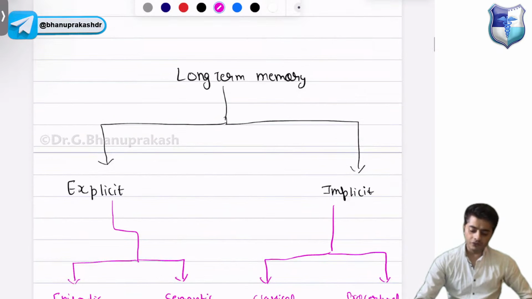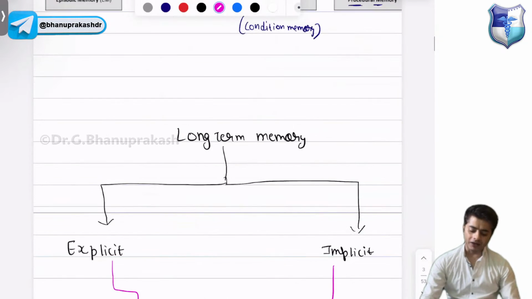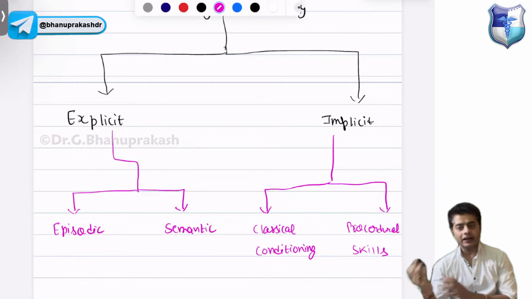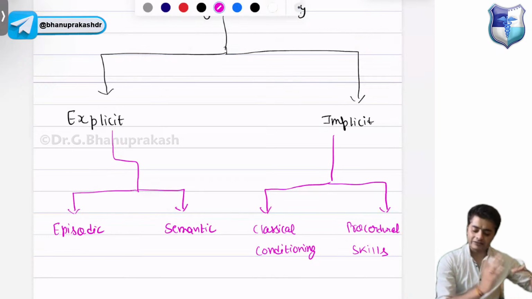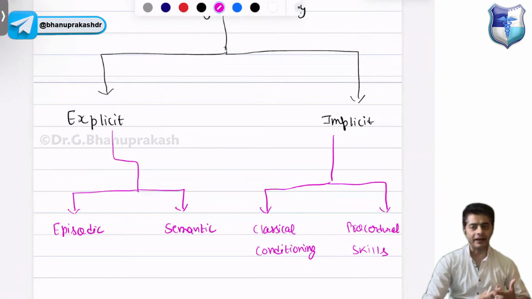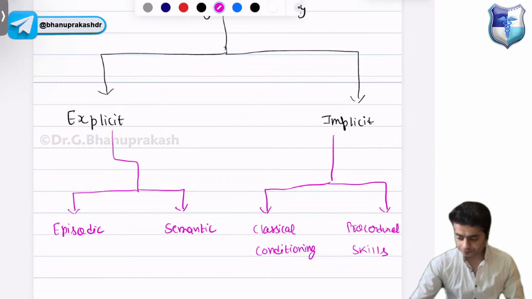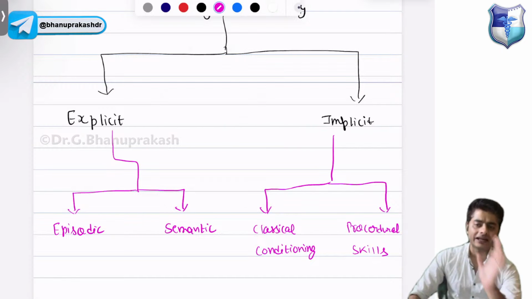Okay, so we have divided our long-term memory in two parts: explicit, that is your declarative memory, and the other is your implicit. Your explicit is episodic and semantic, and implicit is your classical conditioning and procedural skills. Now we will come one by one. First, we will come to episodic memory.